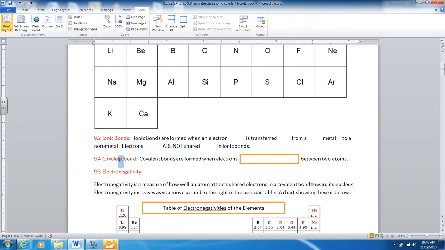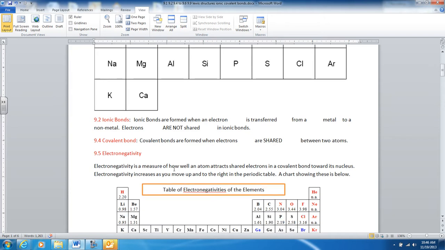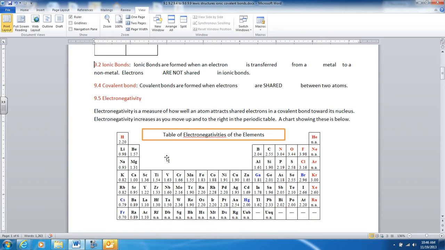A covalent bond, the electrons are shared between 2 atoms. And the way we figure out if we have an ionic or covalent bond is by looking at the difference in electronegativity between 2 atoms. So first you need to learn what electronegativity is. It's a measure of how well an atom attracts shared electrons in a covalent bond toward its own nucleus.